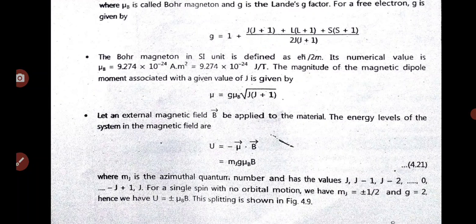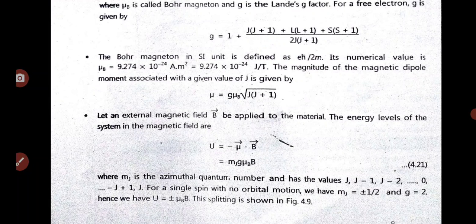This is calculated by small mj into g into mu B into B, and this small mj is calculated from the spin azimuthal quantum number, which is called the azimuthal quantum number. The values of mj run from j minus 1, j minus 2, 0, up to j plus 1. For a single spin with no orbital motion, mj is plus or minus half, and g is equal to 2.